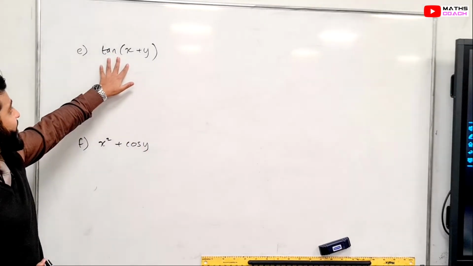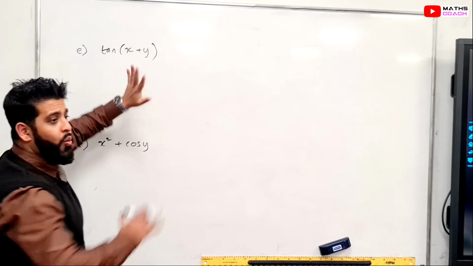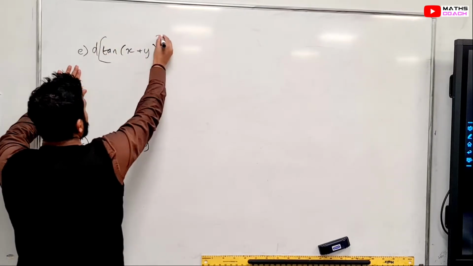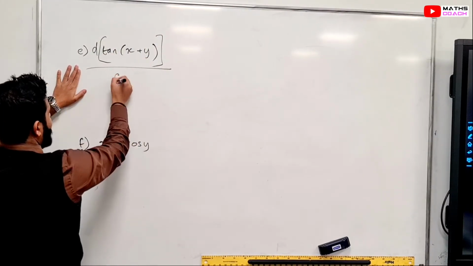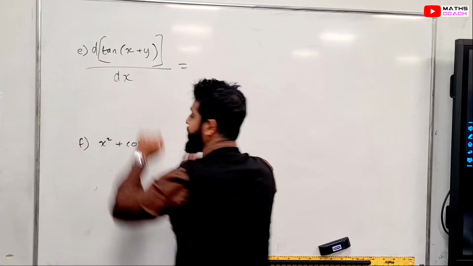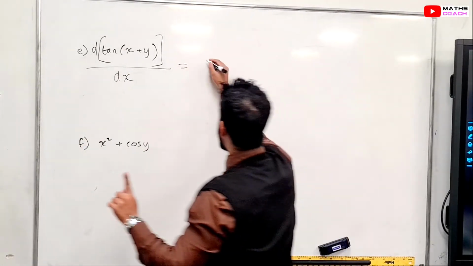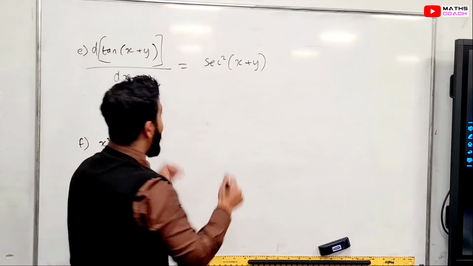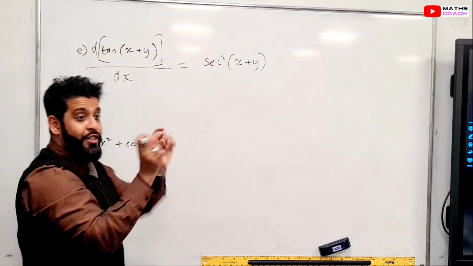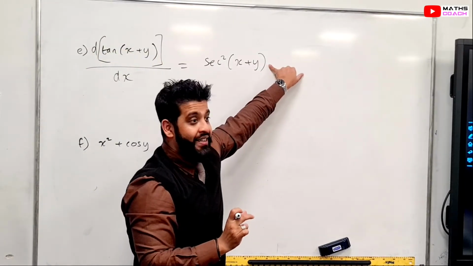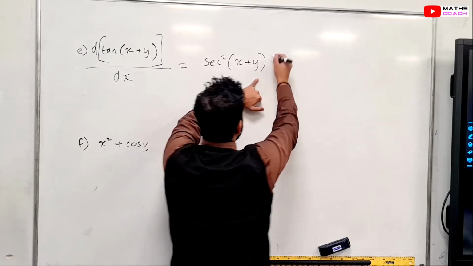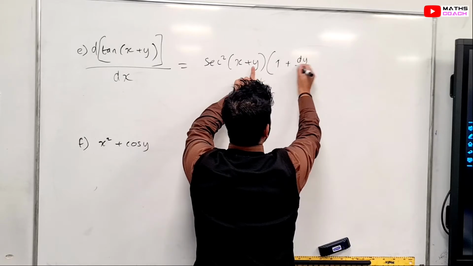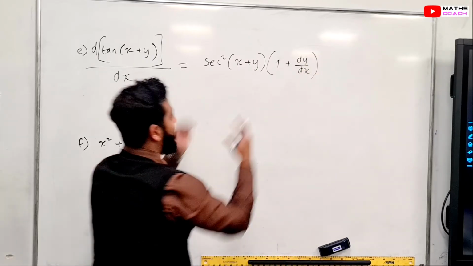Have a look at these ones now. We want to differentiate tan(x plus y). So let's just write d, the differentiation of that with respect to x, yeah? So what's the differentiation of tan? Sec squared (x plus y), because the bracket is x plus y. And now we're going to go inside the bracket using the chain rule, and we're going to differentiate what's inside the bracket, yeah? So what's inside the bracket? 1 plus dy over dx. And there you have it.